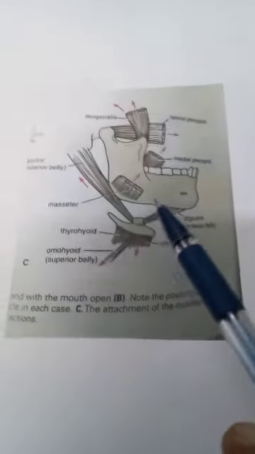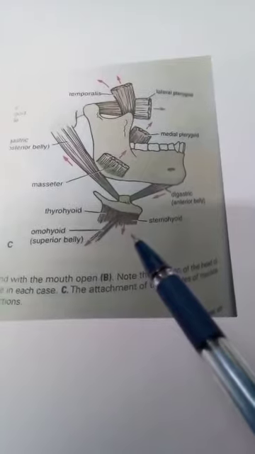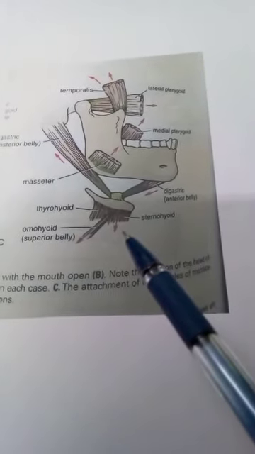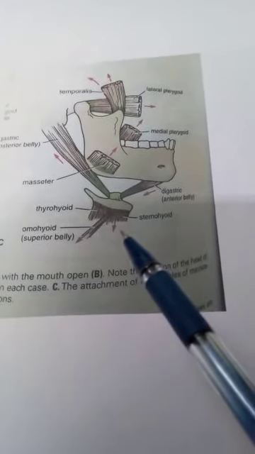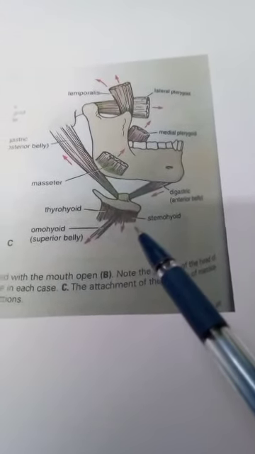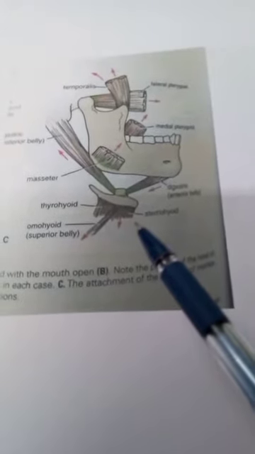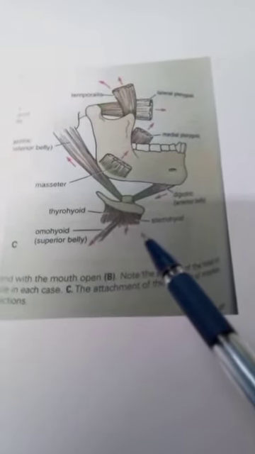Now, the applied anatomy in relation to the joint. First, same nerve supply. The temporomandibular joint, external auditory meatus, and teeth of the lower jaw. So pain from one may be referred to the other.